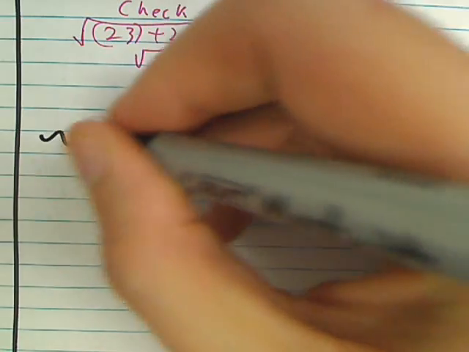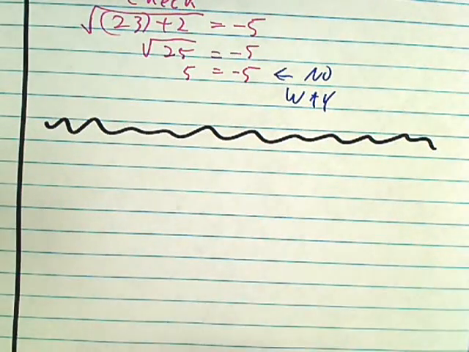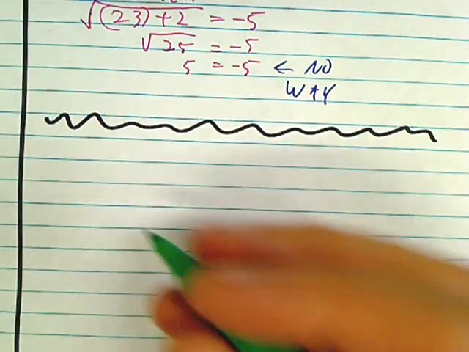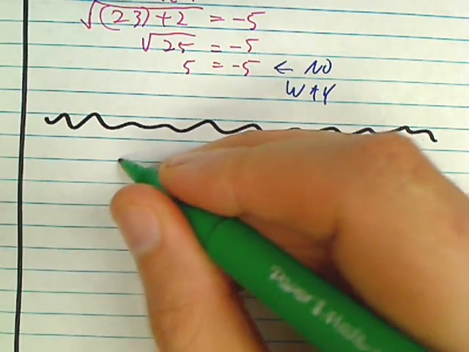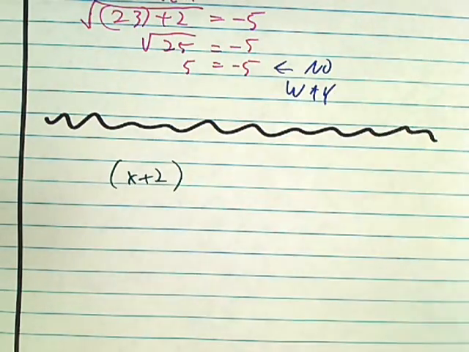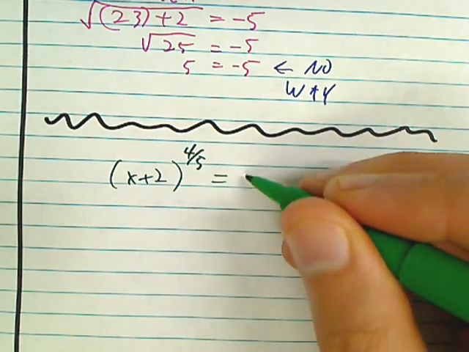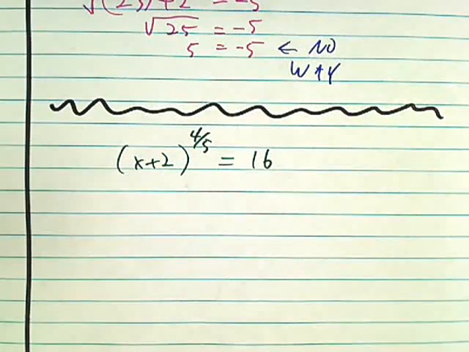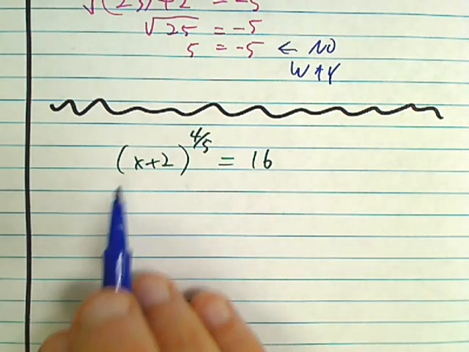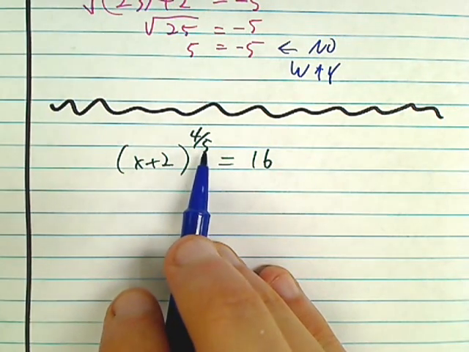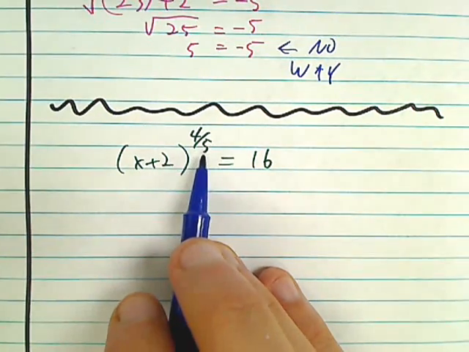Okay, so one more idea I want to get to you in your notes here. Let's check out, I don't know, x plus 2 to the 4/5 power is equal to 16. Okay, here's another equation that we need to solve for some reason. So, to get rid of this exponent, we're going to multiply by the reciprocal of that exponent, by another exponent.